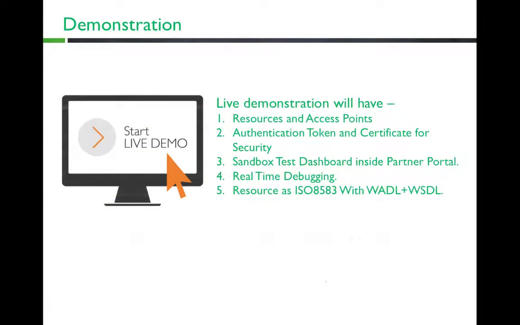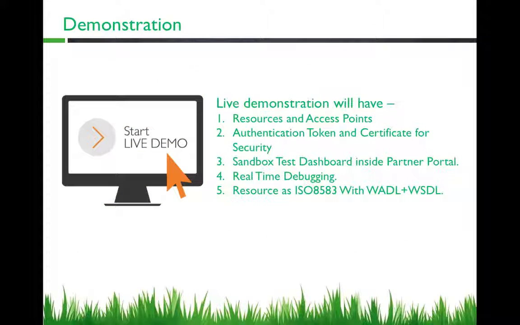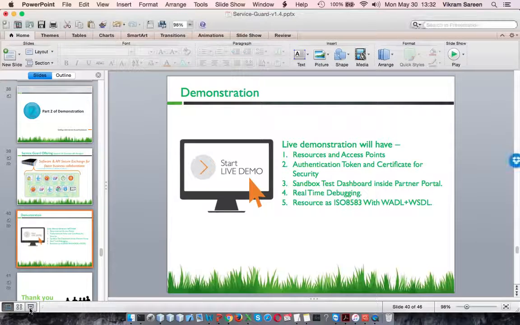So now this is the demonstration which we're going to cover. I'll quickly take an example of one WSDL and import it and show you how fast and easy it is to import. Then we'll quickly look at the token part. Then we'll get into the partner portal dashboard and have a test dashboard shown where you can actually make the request all the way to ServiceGuard. And then we'll show you the real-time debugging, and we'll also show you towards the end how ISO 8583 works seamlessly with ServiceGuard coming in front and exposing WADL and WSDL in the front. So okay, now let's quickly get started.